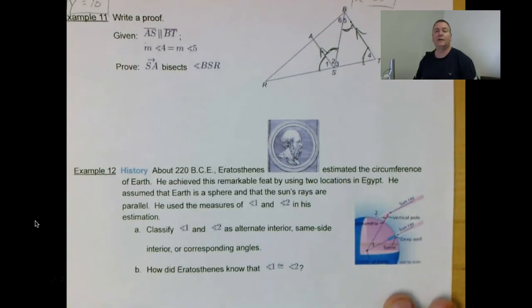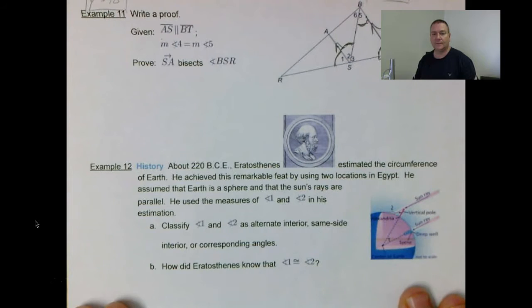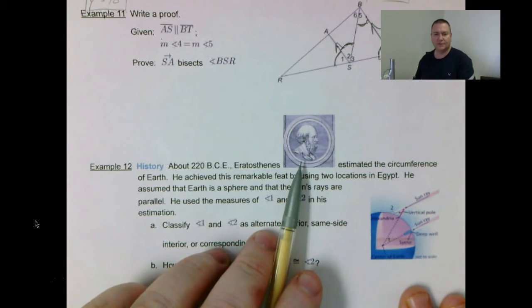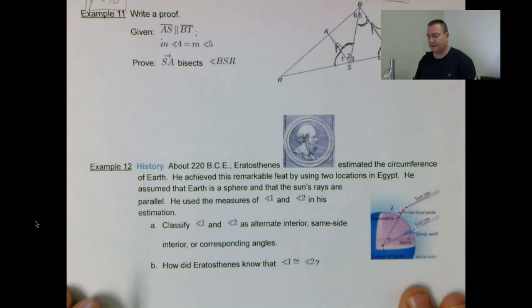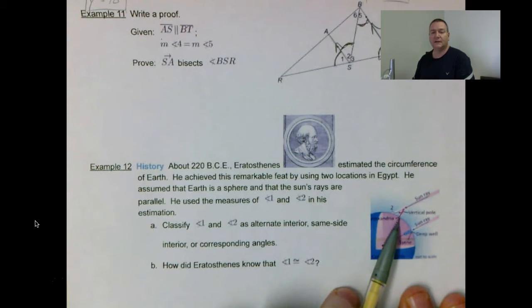This is by far my favorite historical example in geometry. So about 220 BCE, Eratosthenes, that's probably not an actual picture of Eratosthenes, but it's one that I found on the internet, estimated the circumference of the Earth. He achieved this remarkable feat by using 2 locations in Egypt. He used Syene and Alexandria, and yes, this is the Alexandria in Egypt, where the Library of Alexandria was. Syene now has a new name. I don't remember the name of the new city. It's not called Syene anymore.